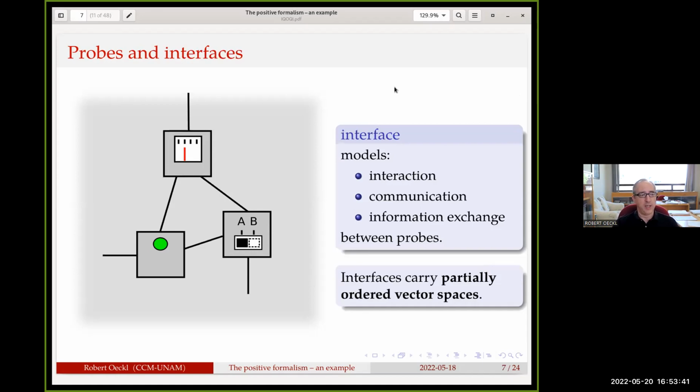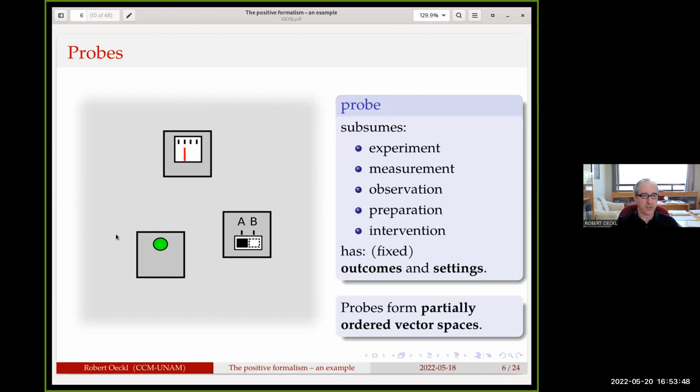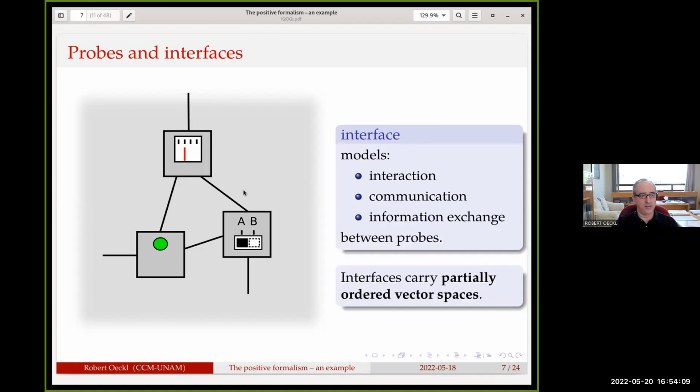There's also a notion of interface between probes. So in principle, if you look at this picture with the probes, of course the different observations or interventions that you make in different probes in the same measurement process, let's say, are related. And to formalize these relations, we can use interfaces that model that there's an explicit interaction, or you can think of this as a communication or information exchange between probes. So a line indicates that there's such a relation between two probes. And again, these interfaces carry partially ordered vector spaces.